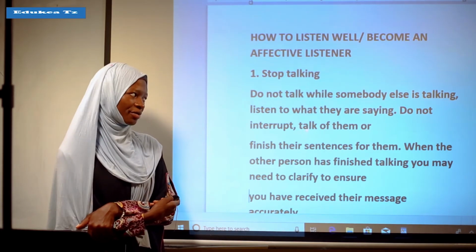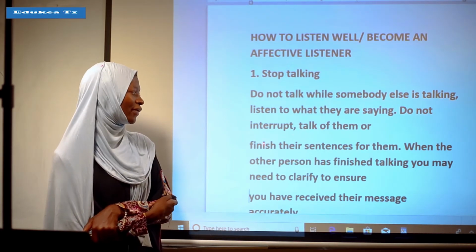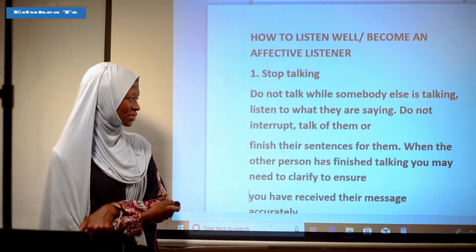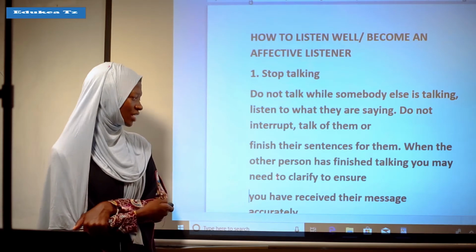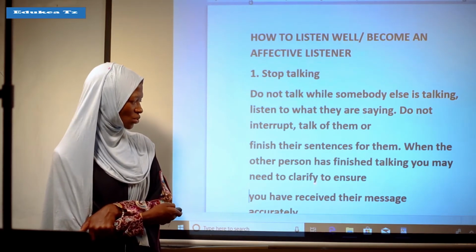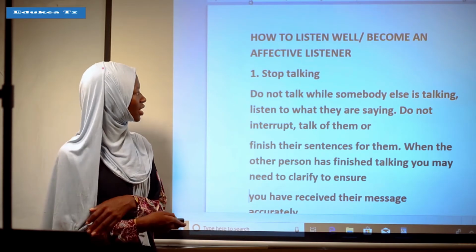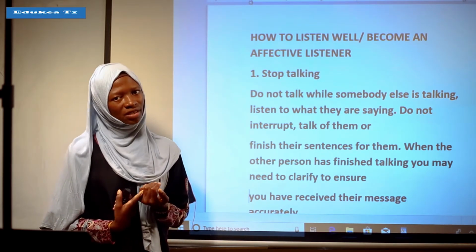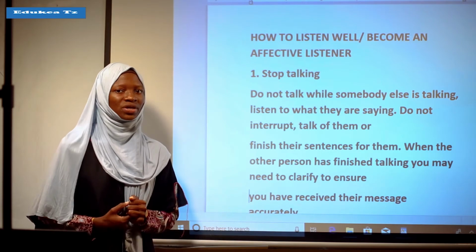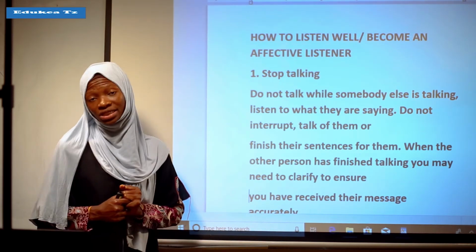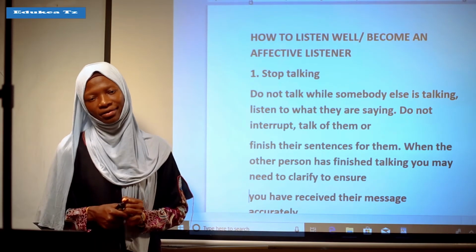Do not interrupt them or finish their sentences for them. When the other person has finished talking, you may need to clarify to ensure you have received their message accurately. While the speaker is talking, do not talk too. Be silent, be quiet, listen. Don't interrupt the speaker.